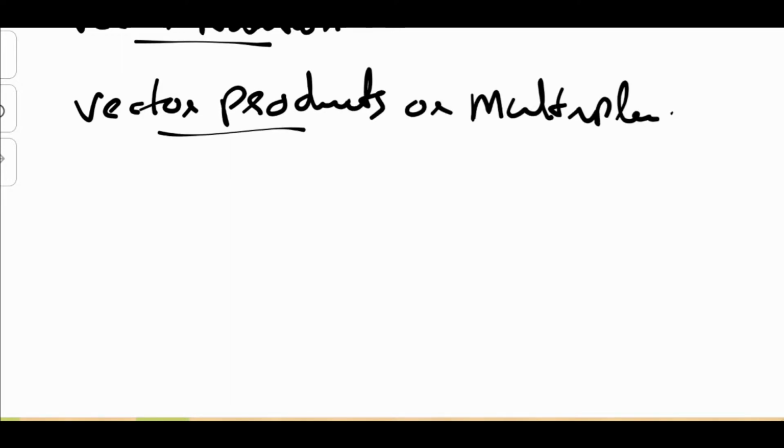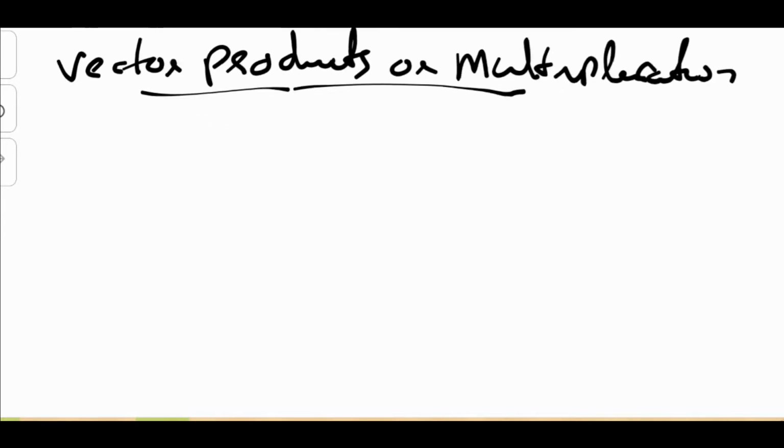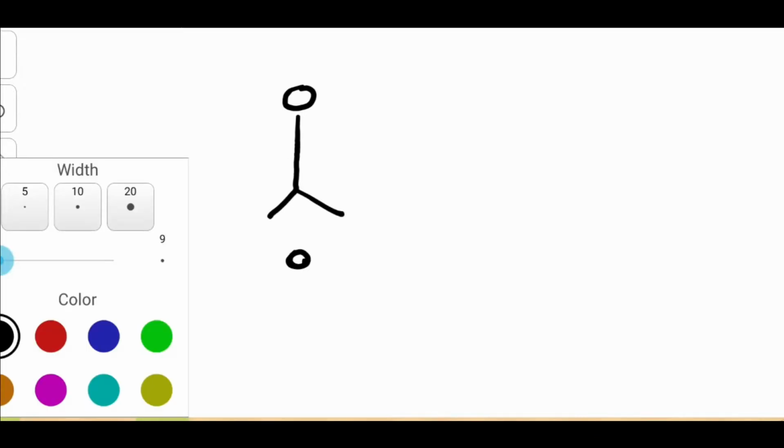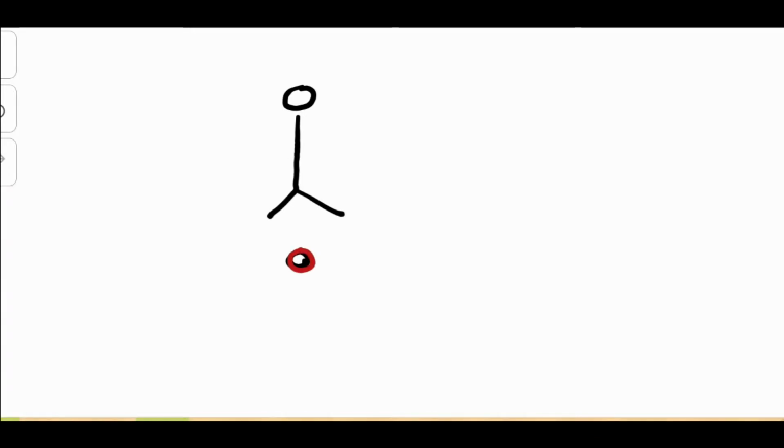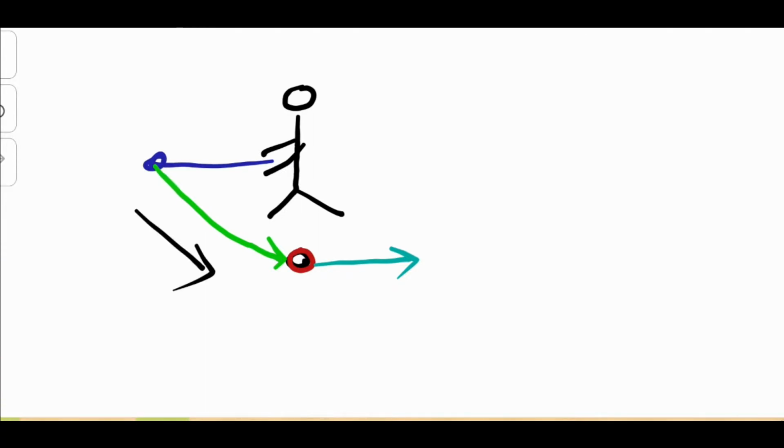Now we have to imagine something different called vector products, or multiplication of vectors. First of all, consider a person hitting a ball on a golf course, right? A golf ball with a golf club hitting the ball. You are imparting the force of the club on the ball. So there are two vectors, the vector of the bat and the vector of the ball. Vector A determines the vector of the bat and vector B determines the vector of the ball.